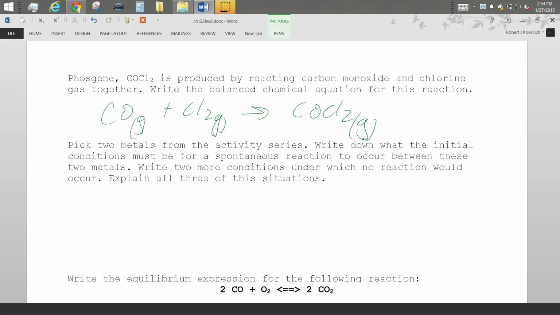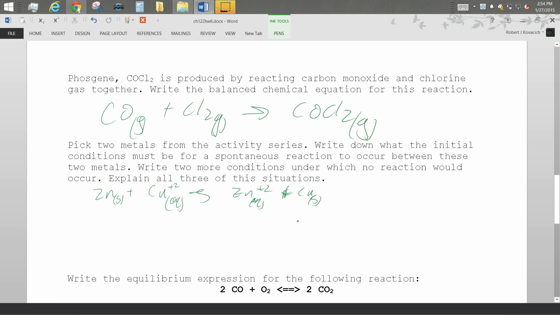Pick two metals from the activity series, write down what initial conditions must be required for a spontaneous reaction between these two metals. Write two more metals for which no reaction would occur. Okay, so I've got, I don't know, let's go with zinc solid and copper aqueous. And so then I have zinc aqueous and copper solid.